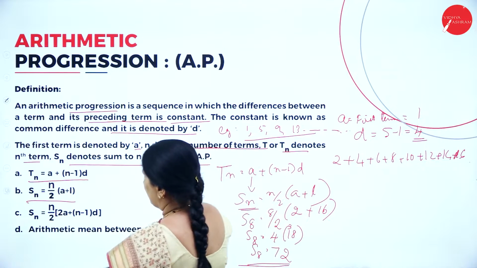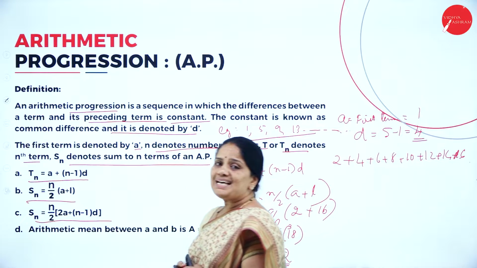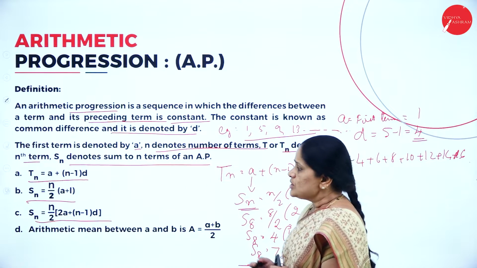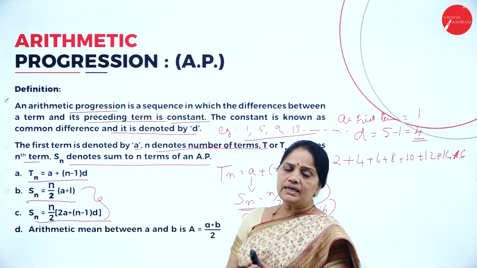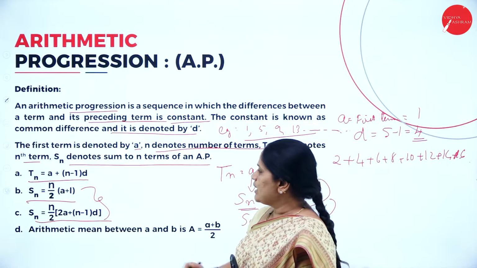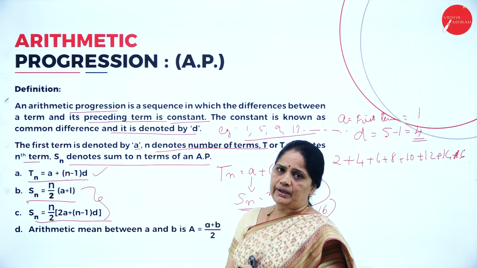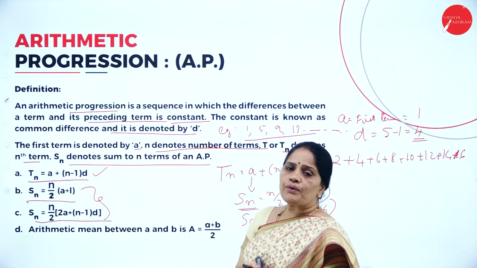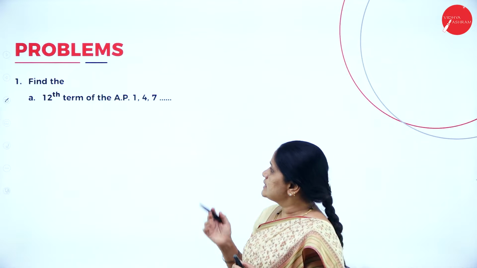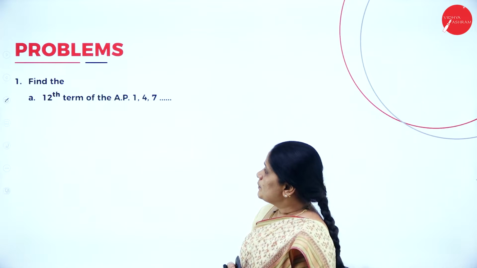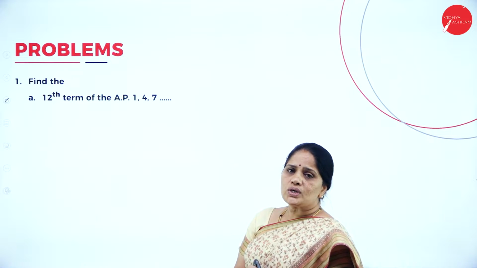Now next we have Sn equals n by 2 into 2A plus n minus 1 into D. So there are two formulas here to find the sum of the APs, and we also have one formula to find the nth term of the AP. Now with the help of these formulas, let us work out a few problems. The problem is: find the 12th term of the AP 1, 4, 7.